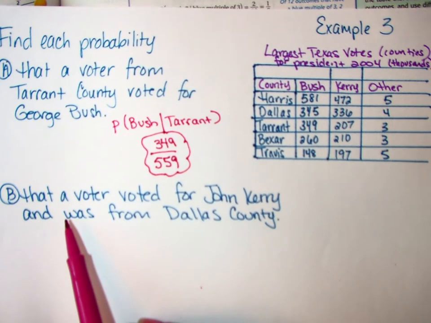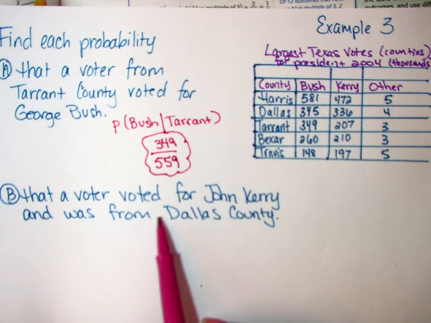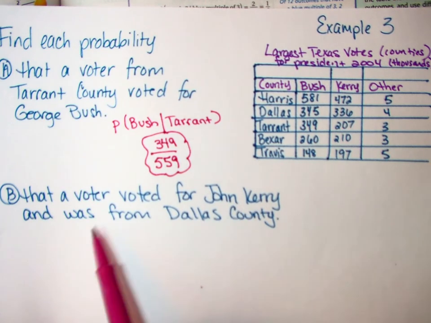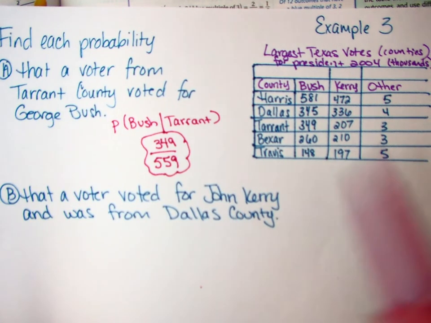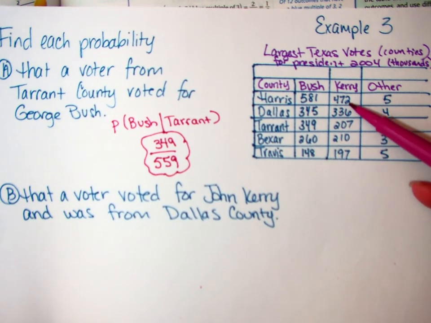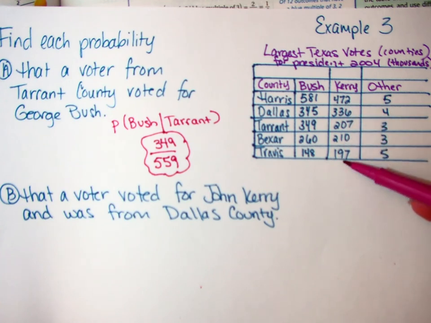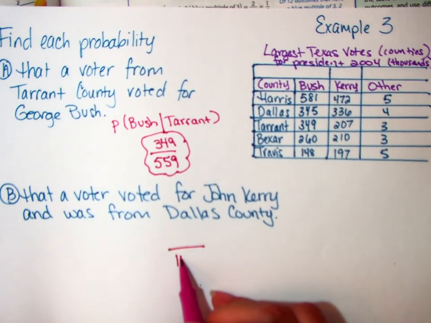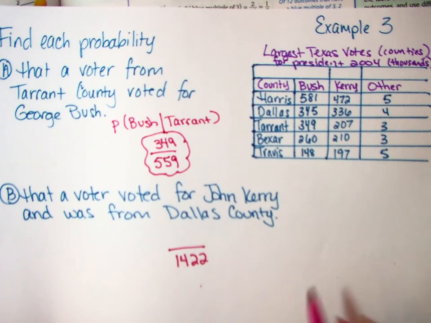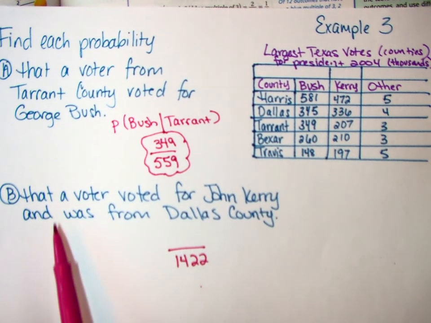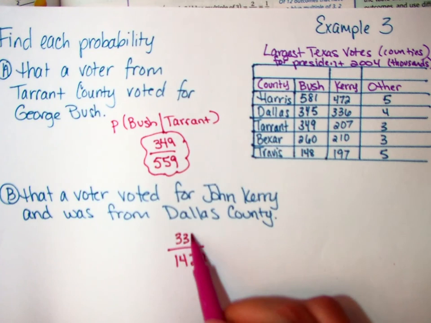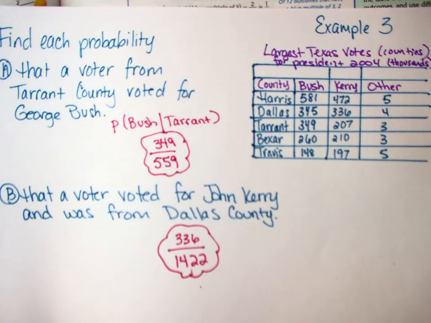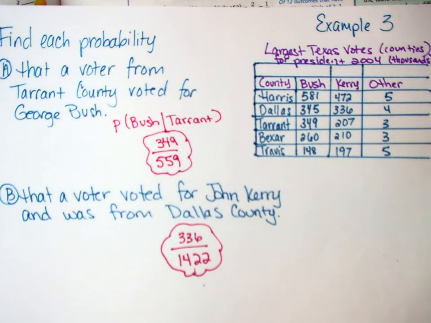Okay, the second example, that a voter voted for John Kerry and was from Dallas County. So here, first, I want all the voters that voted for Kerry. So I'm going to add this column up, all of my Kerry voters. When you add that up, you're going to get 1,422. And was from Dallas. So of all these Kerry voters, how many were from Dallas? We have 336. And that's our answer. Okay, good luck, guys.